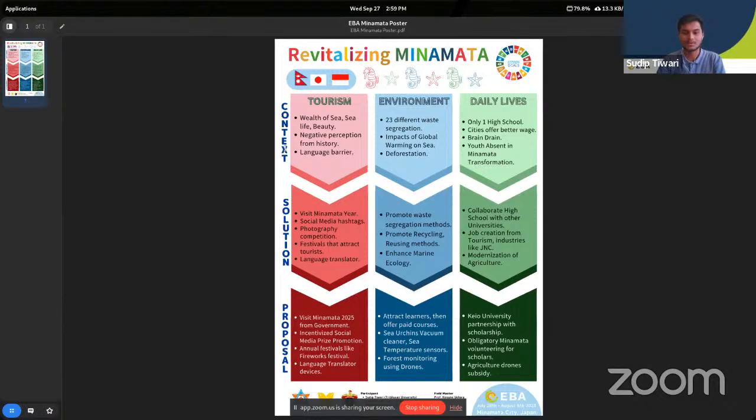Our proposal includes a request to the government that it should study and make a Visit Minamata year at some year, so that it could be exclusively promoted. And this should also be incentivized by social media prize promotion. There should be annual festivals that can attract a huge number of internal as well as external tourists. And there should also be language translator devices.